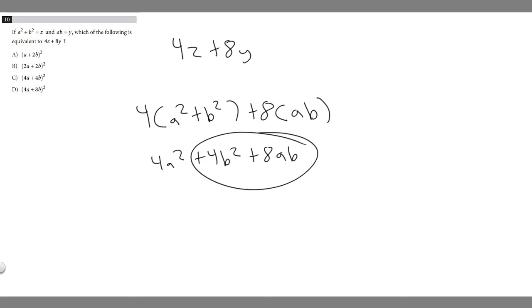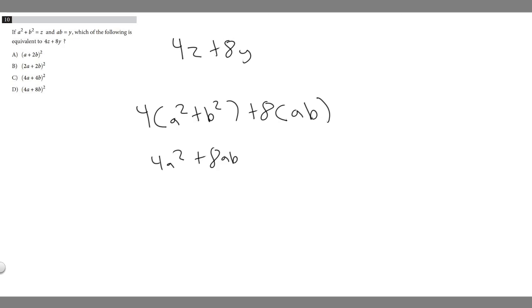And so instead of writing it this way, I'm going to move this to the middle, and I'll show you why in a second. So 4a squared plus 8ab plus 4b squared. And so what we're going to have to do now is, based on these answers, you can tell that this is factored, right? So we're going to have to factor this.